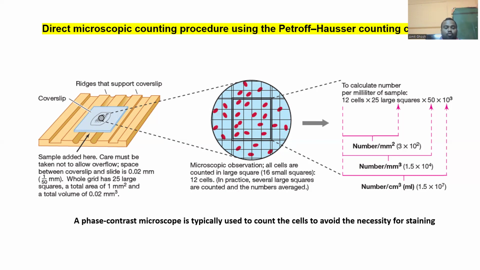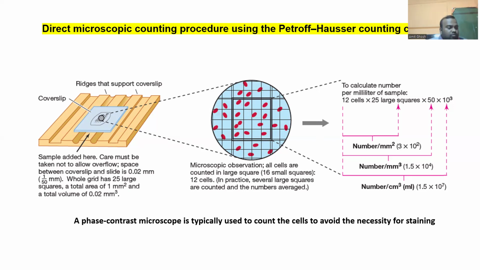Okay. And then the whole grid has a grid-like appearance, and the whole grid has 25 large squares. The total area is 1 millimeter square, and the total volume is 0.02 millimeter cube. Then if you see under the microscope, you will see the microorganisms. And here the second picture is the microscopic observation.